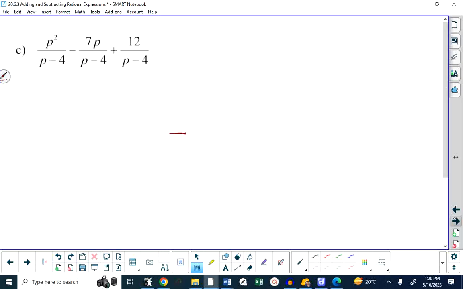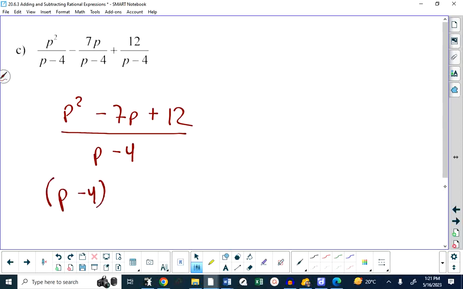Okay, this is all over p minus 4. So we can put this all together. And again, you're used to this idea of mine. It's not my idea, I don't think, but it's an idea I like to stick to. You're always looking at changing things into stuff you knew how to do yesterday or last week or last month or last year. And you can factor that quadratic quite handily, I would say. It factors into p minus 4, p minus 3. This is over p minus 4. P minus 4's cancel. Our answer is p minus 3.